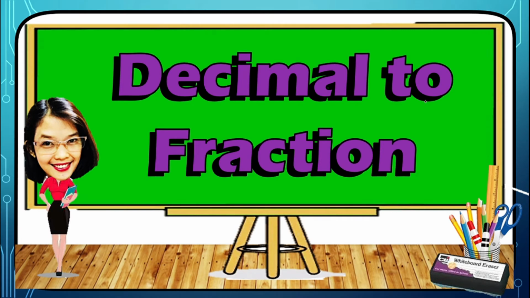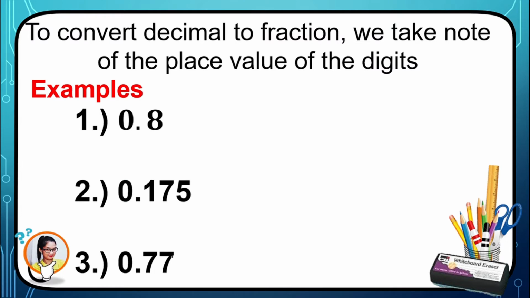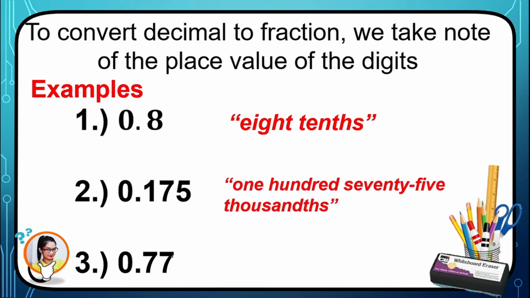This lesson is about conversion of decimal to fraction. So this is what you need to remember. To convert decimal to fraction, we take note of the place value of the digits. For example, in number 1, this will be read as 8/10. For number 2, this will be read as 175 thousandths. And for number 3, this will be read as 77 hundredths.